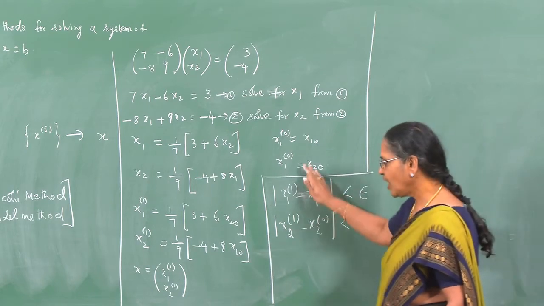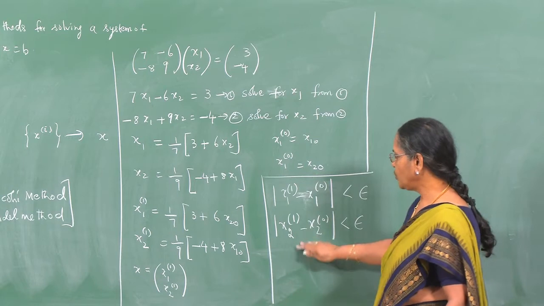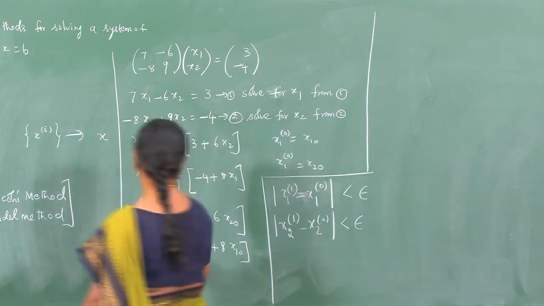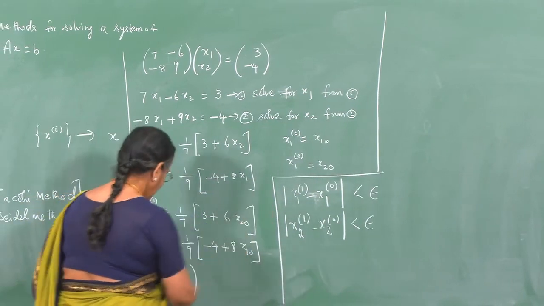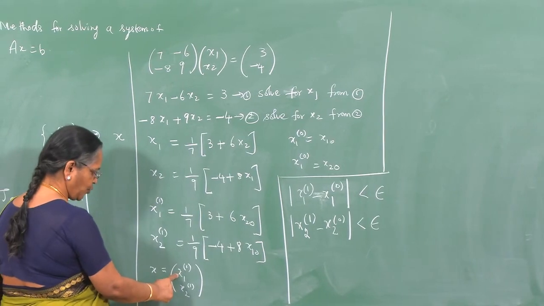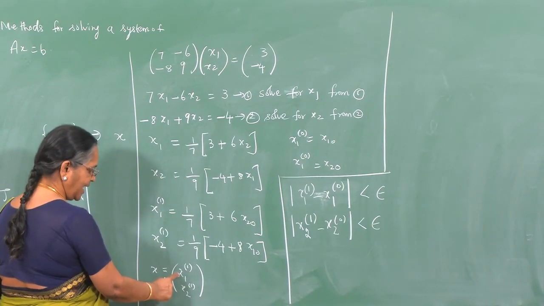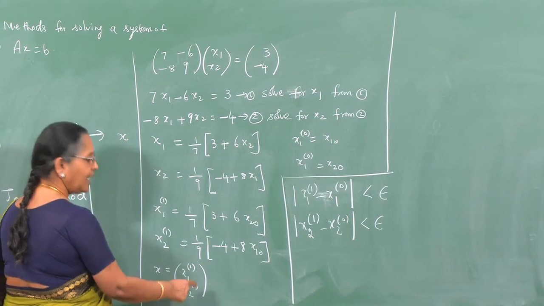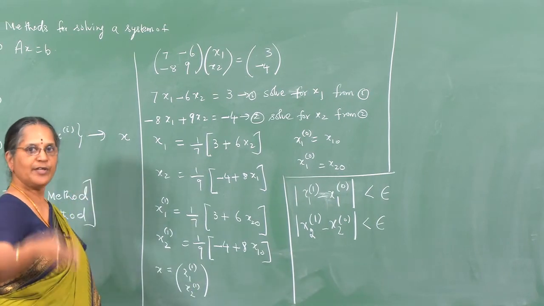If that does not happen, then what should I do? I must use the current solution that I have for x1 and x2, namely x1^(1), x2^(1), and compute the new solution.